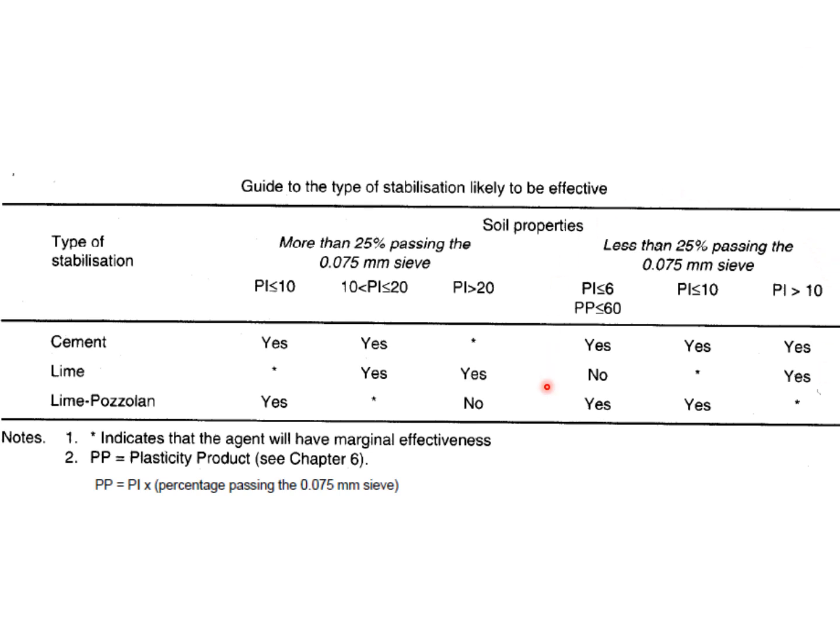So here you can see, if the PI, plasticity index, is less than 10, then cement and lime pozzolan options are quite effective, but lime will not be suitable, or you will not be getting the result to the extent that you have in the case of cement and lime pozzolan. So in this way you will be able to get some guidance about the type of stabilization.